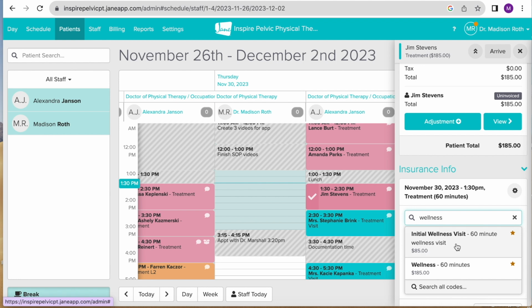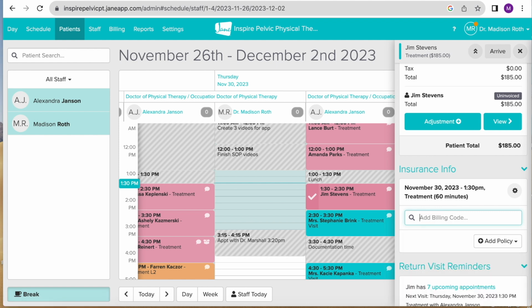And this would be the eval, initial wellness visit. There's not units with it. It just says 60 minutes wellness. 60 minutes wellness, this would be a treatment. And if they submit it to their insurance, the insurance is going to be like, well, we don't cover wellness, so we're not going to do anything with that.